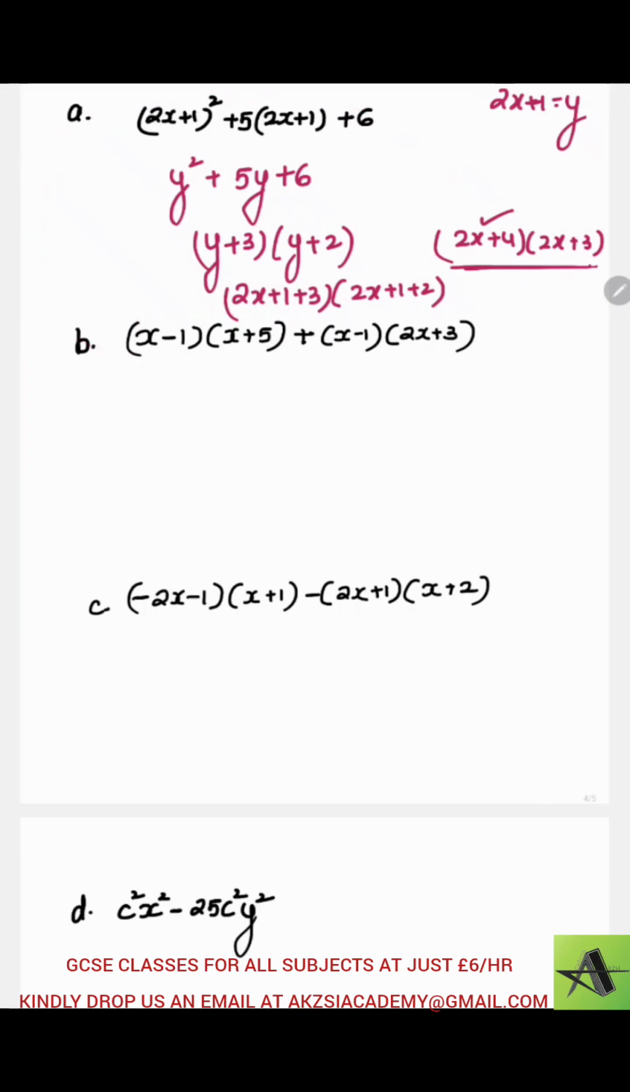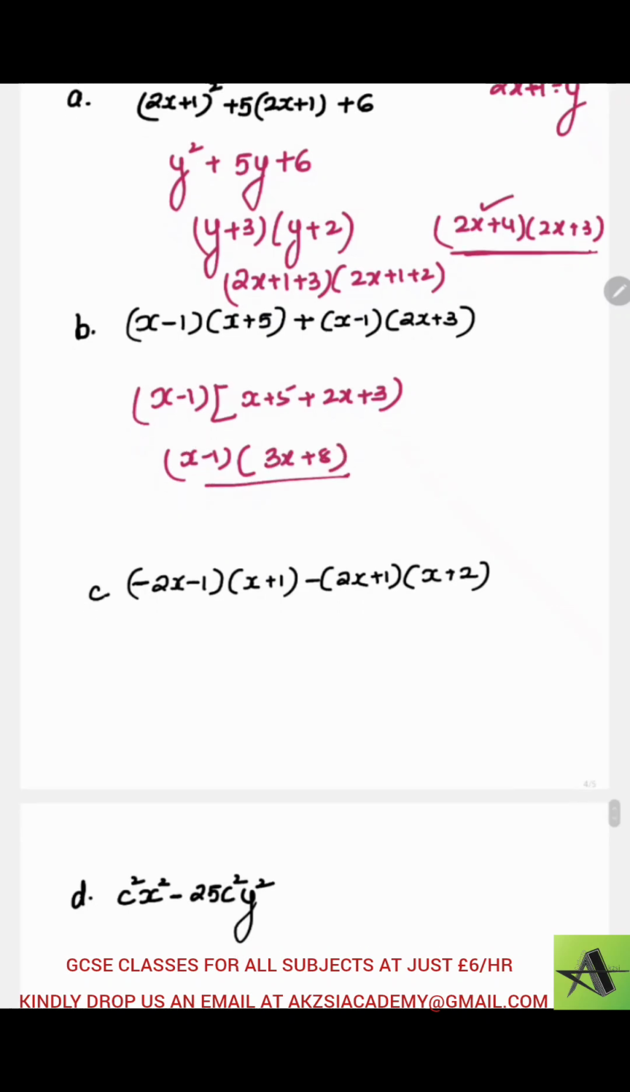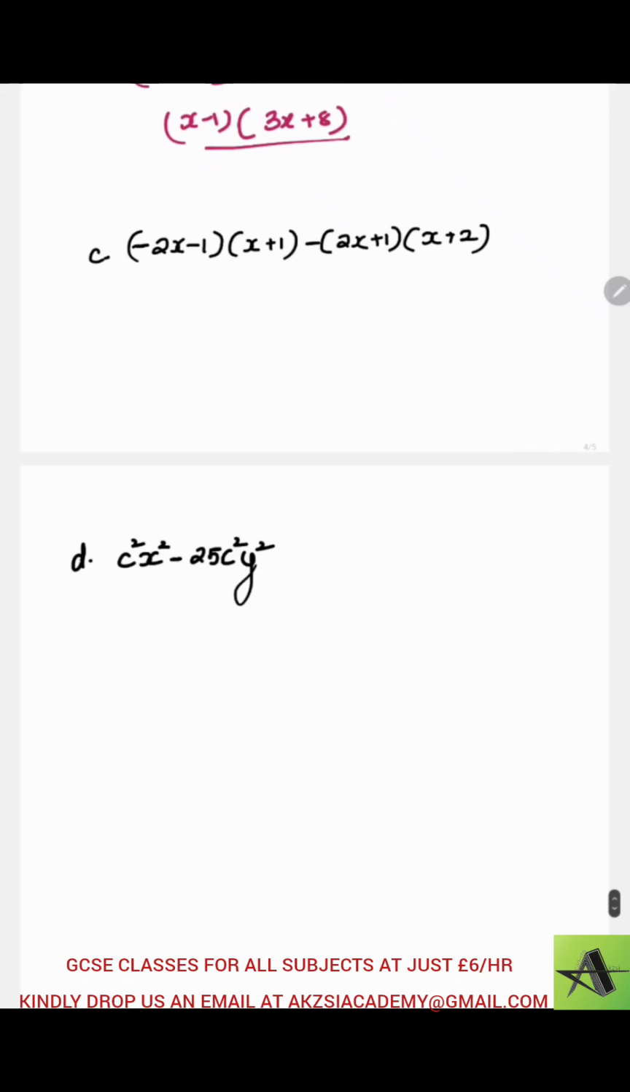You can just take out x minus 1 as common. So taking out x minus 1 as common, what remains is x plus 5 plus 2x plus 3. So x minus 1 times 3x plus 8. This is your final answer. Moving on to the next one.